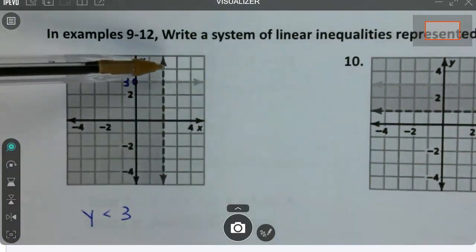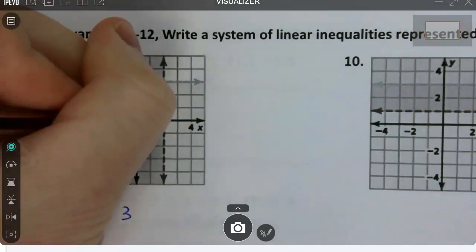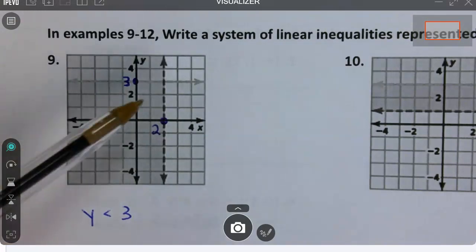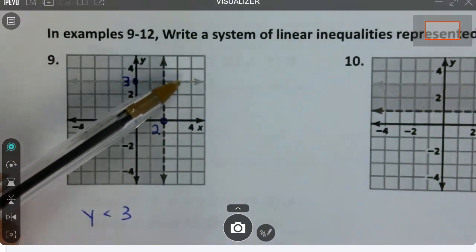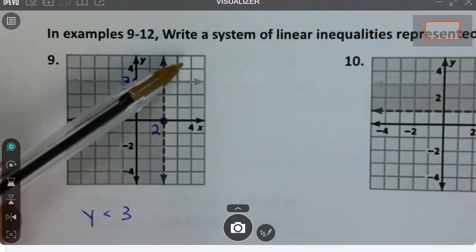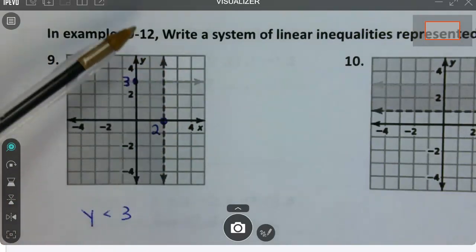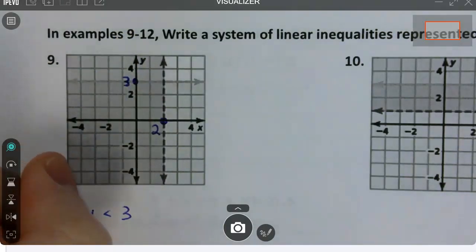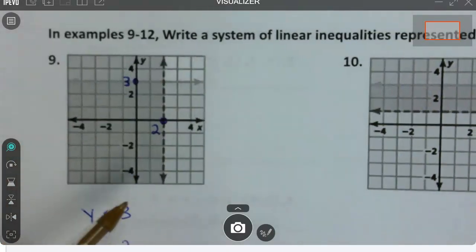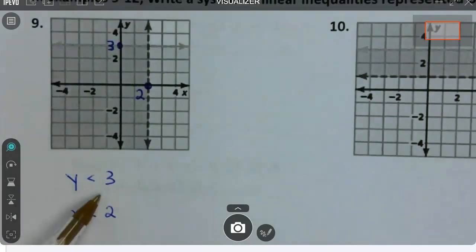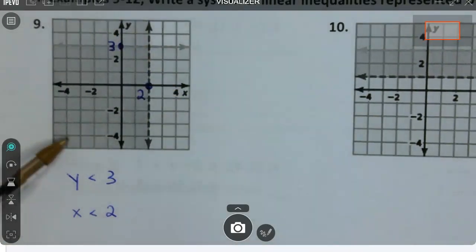Now for the vertical line, clearly that goes through where x is at 2. And then again, because of the unshaded region here, I knew that it couldn't be to the right of the line. It has to be all the region left of the line. So that's going to give me the inequality x is less than 2. Because it was dashed, I know it had to be only less than or only greater than. So those are the two inequalities that represent this graph.